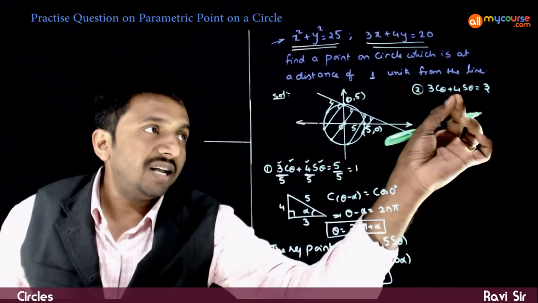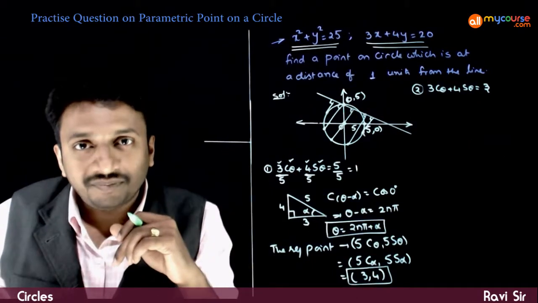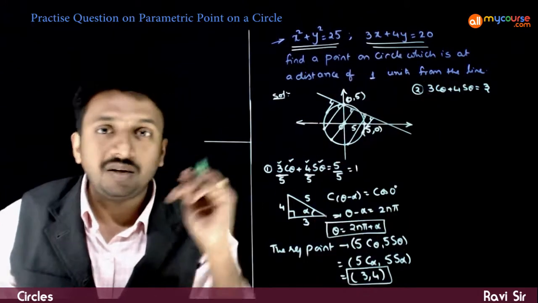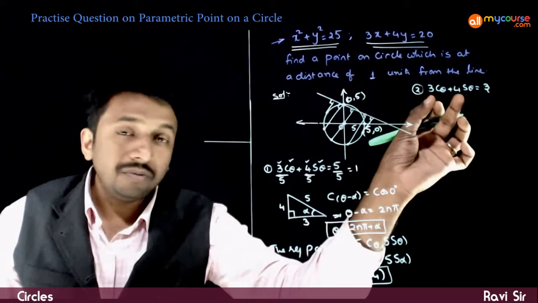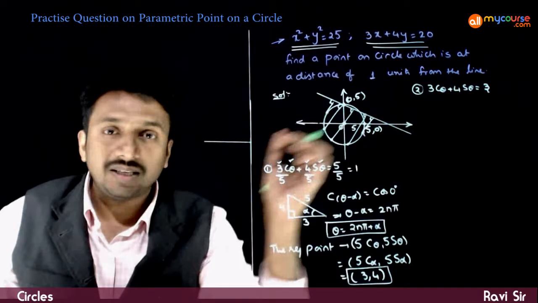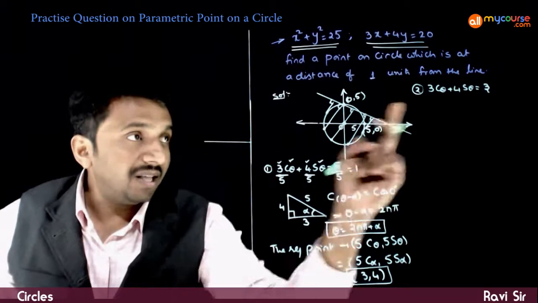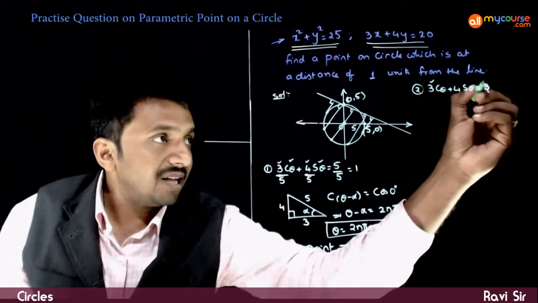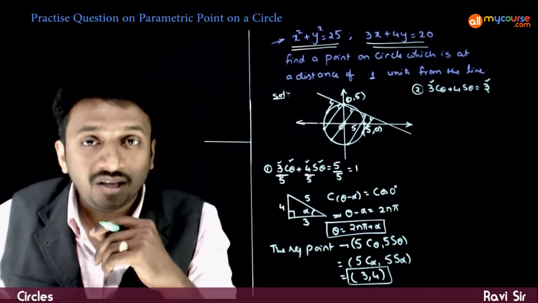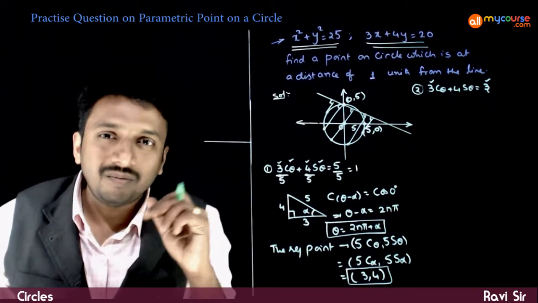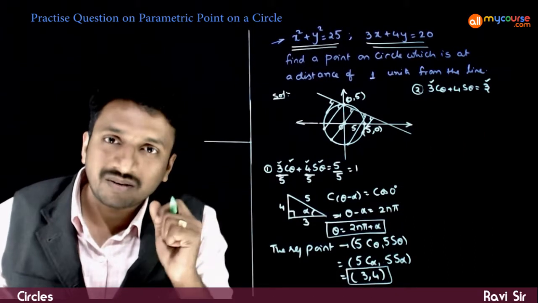So 3 cos theta plus 4 sin theta is equal to 3. This is also of the form a cos theta plus b sin theta is equal to c. So here also you can divide both sides by 5. So that is one way. But here you have a speciality. This number and this number are turning out to be equal. So if these two numbers are equal, you can do something which is slightly easier than this method.